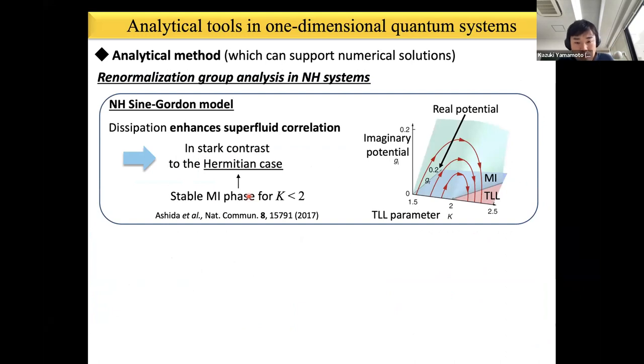Another analytical method which we want to consider is the renormalization group analysis in non-Hermitian systems. Here I give you some examples. For example, in the non-Hermitian sine-Gordon model, this is the renormalization group flow with respect to the Tomonaga-Luttinger parameter and the real and imaginary potentials in the cosine term. We can see that this enhances superfluid correlation because the flow goes from the Mott insulator phase to the Tomonaga-Luttinger liquid phase. This is in stark contrast to the Hermitian case, because in the Hermitian case, the Mott insulator phase becomes stable for these regimes.